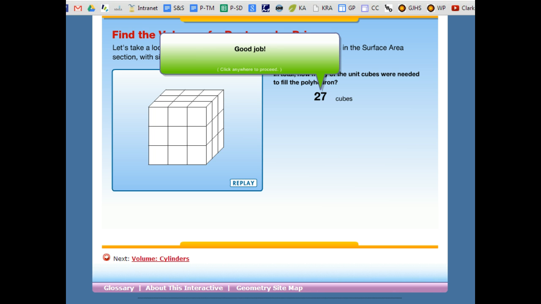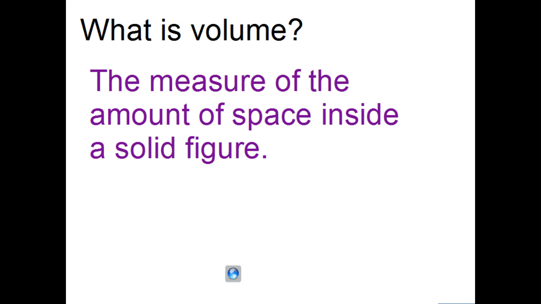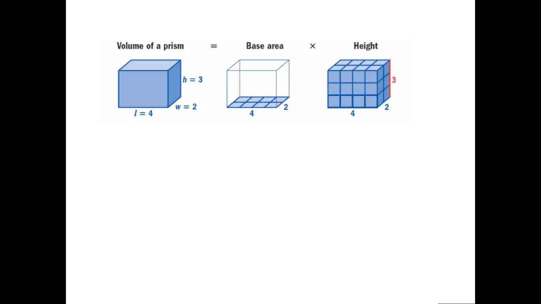All right, so let's go back here. That's what volume is. So now let's take a look. To find the volume of a prism, we're going to find the base area. So here's our base. Find the area of that. And then we're going to make a layer of cubes, and you see how many layers that is. So that's what you do.